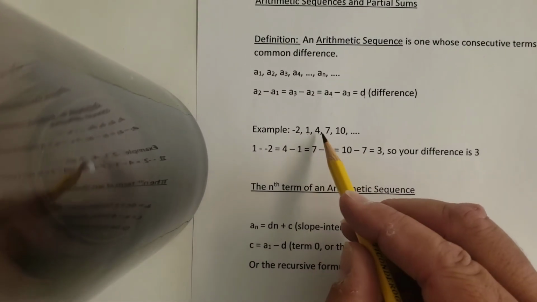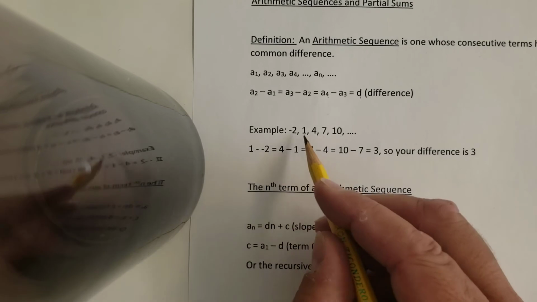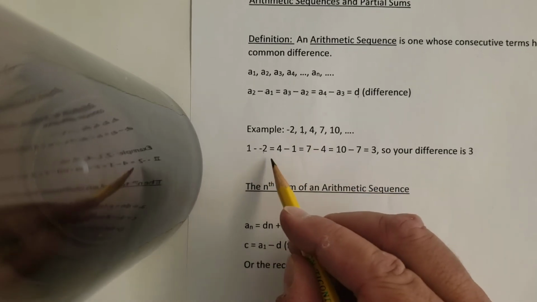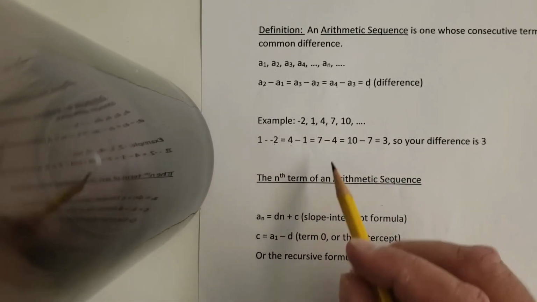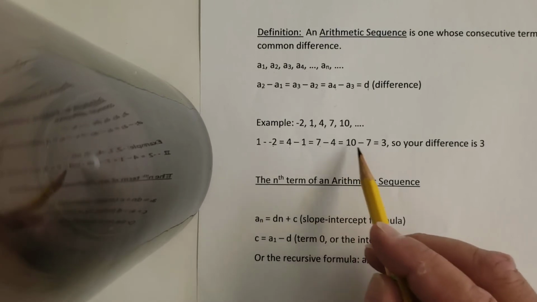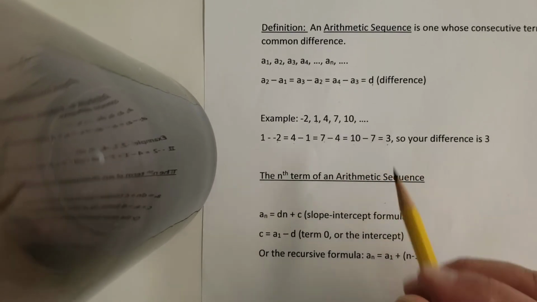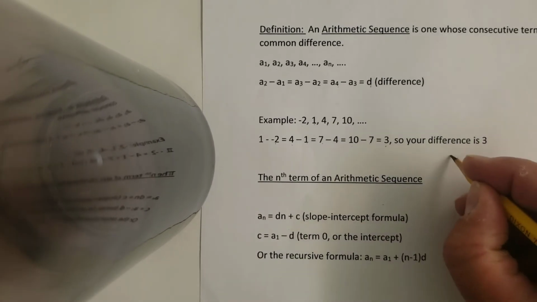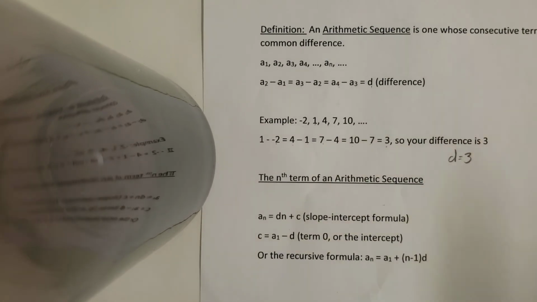Okay, an example. Negative 2, 1, 4, 7, 10. We do 1 minus negative 2. That's the same as 4 minus 1, 7 minus 4, 10 minus 7, which is 3. So your difference is 3.